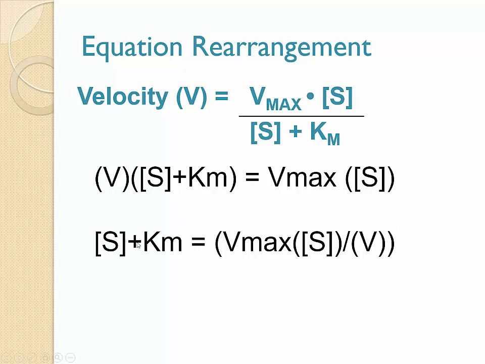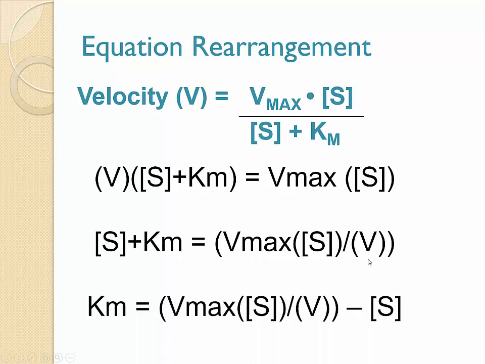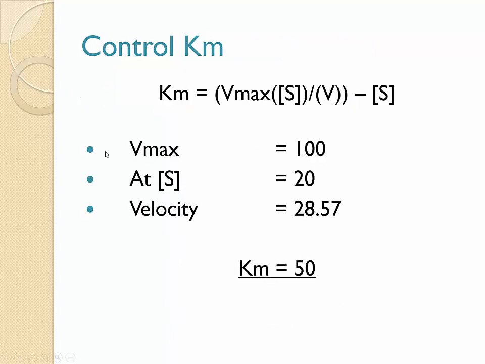Then I'm going to get rid of the substrate by subtracting it from both sides. Now Km is equal to Vmax times substrate concentration divided by velocity, that quantity, and we're going to subtract substrate from it. So now it's plug and chug. So Vmax 100, substrate concentration 20, velocity 28.57, and substrate concentration 20 again. Km 50. We do it again for the experimental. Vmax 100, substrate concentration 20, velocity 25, substrate concentration 20 again, Km equals 60.